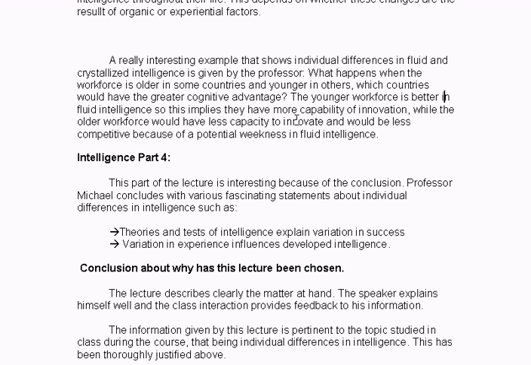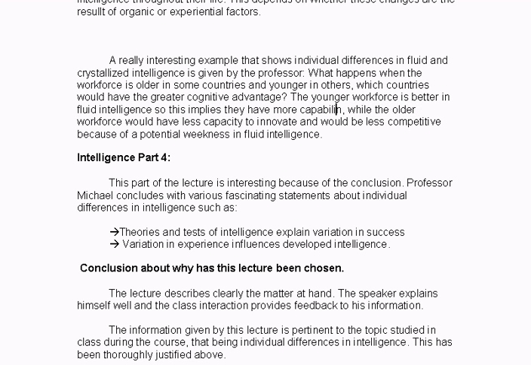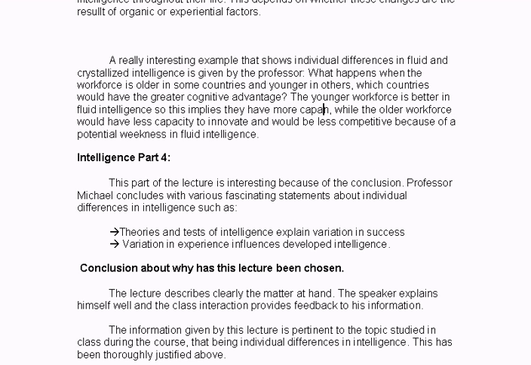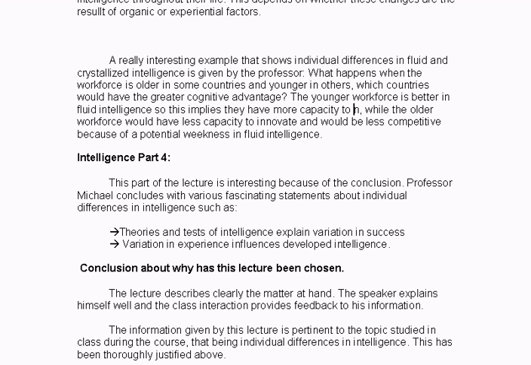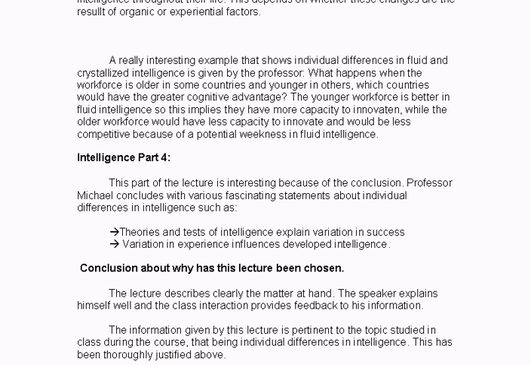So this implies that they have more capacity to innovate, while the older workforce would have less capacity to innovate and would be less competitive because of a potential weakness in fluid intelligence.